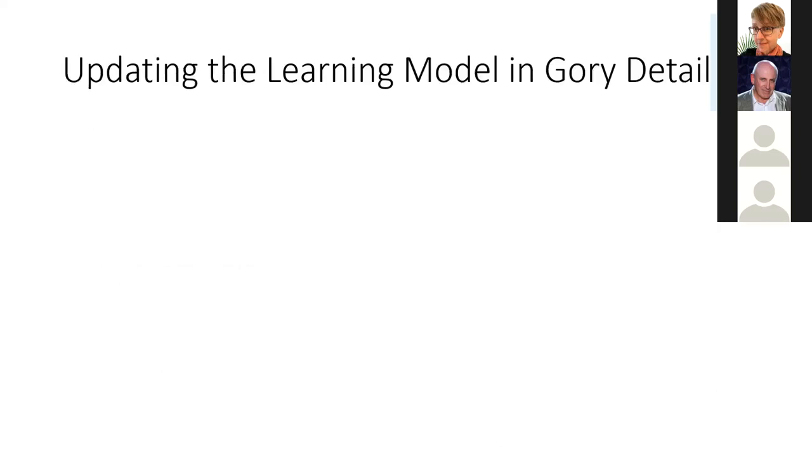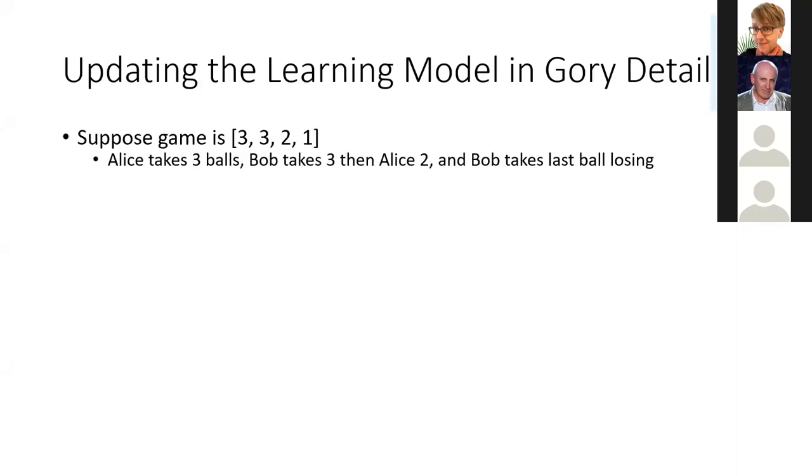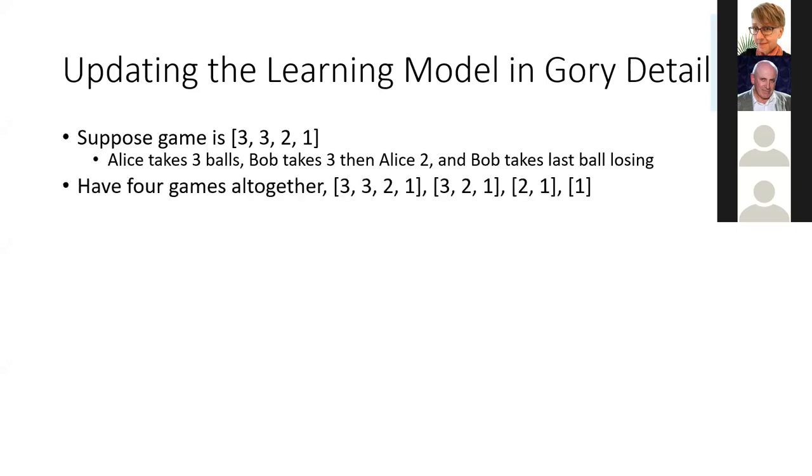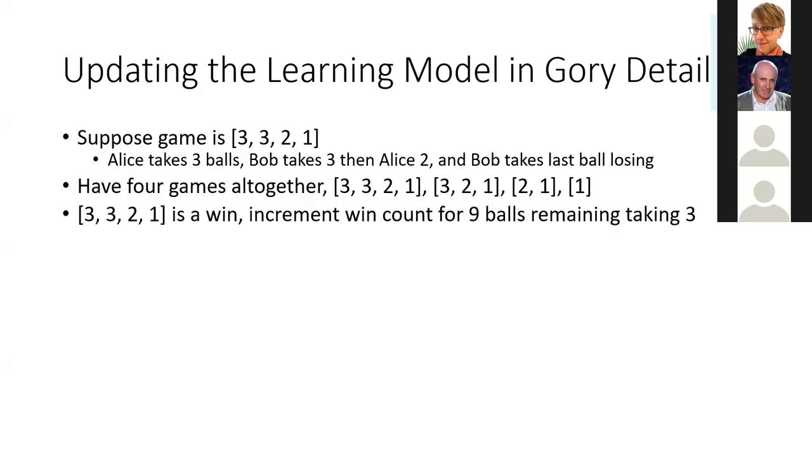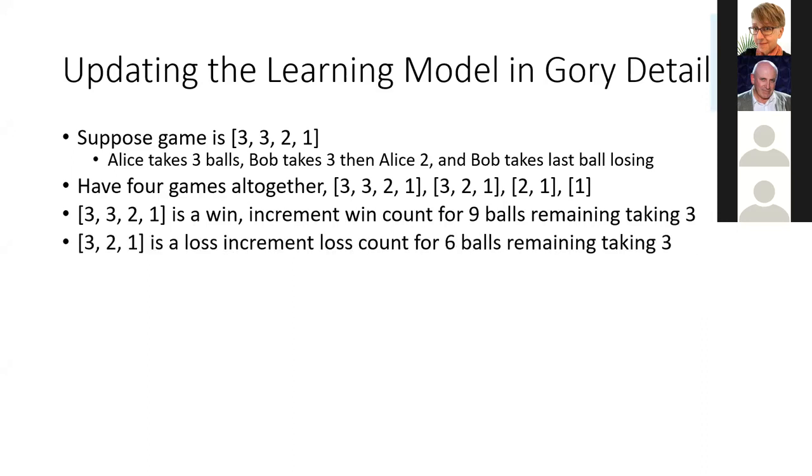And just to make that a little bit clearer in gory detail, suppose we take a game where we had 9 balls to start with, and Alice took 3 and Bob took 3, and then Alice took 2 and then Bob took 1, and that was the end of the game. Bob lost. So we've got 4 moves altogether, and what we want to do is say, okay, the first move was a win, so we increment the count we're holding for what happened when we had 9 balls and we took 3. And then the next move was a loss, so in the situation where we have 6 balls and we take 3 balls, we increment the number of times we've lost, and we carry on.